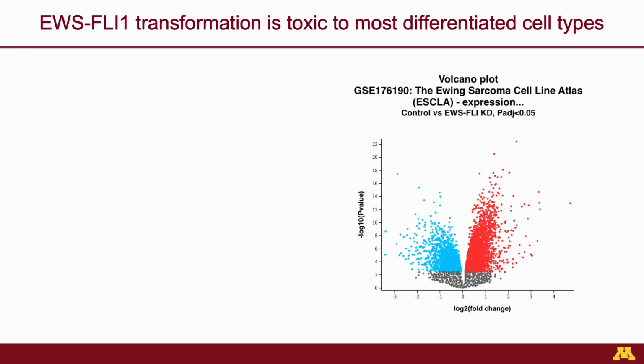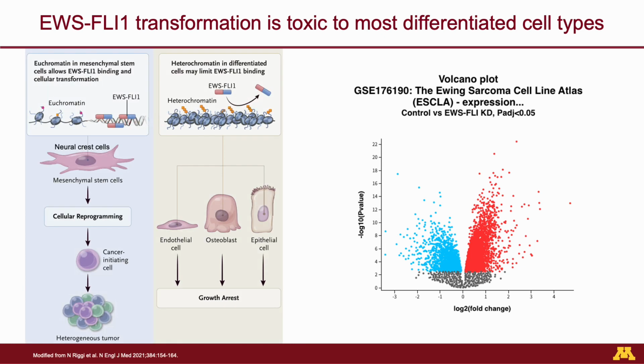So studies like this one by the Ewing Sarcoma Cell Line Atlas find that knocking down EWS-FLI1 in cell lines produces thousands of changes in gene expression. But interestingly, EWS-FLI1 is notably toxic to most fully differentiated cell types. But if you add it to a multipotent cell type, like a mesenchymal stem cell or a neural crest cell, we find that these cells tolerate EWS-FLI1 long enough to have potential as a model. It also implies a strong developmental context to Ewing sarcoma tumorigenesis.